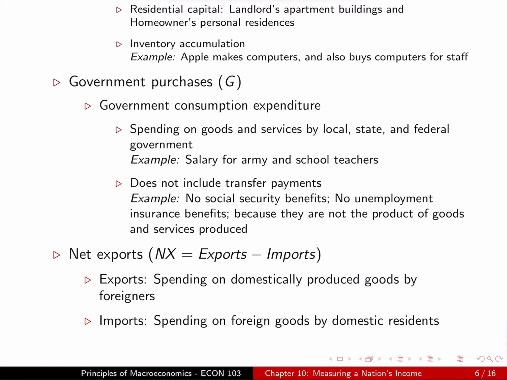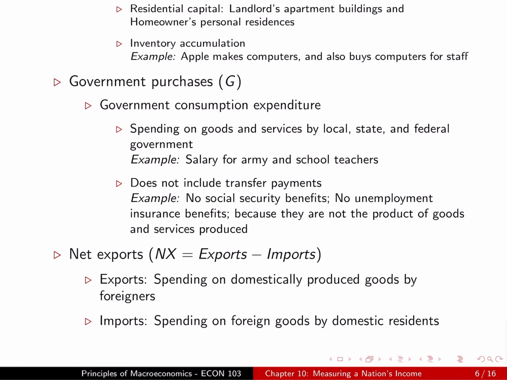Investment spending also includes residential capital, for example, landlords' apartment buildings and homeowners' personal residences, and inventory accumulation, for example, stockpiled goods. Government purchases, G. This encompasses all spending on goods and services by local, state, and federal government. It includes salaries for public sector employees such as army and school teachers and other purchases, but excludes transfer payments such as social security benefits and unemployment insurance benefits because they are not the product of goods and services produced.